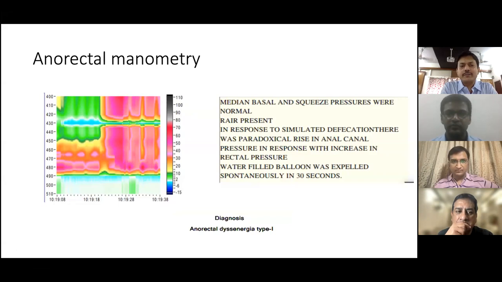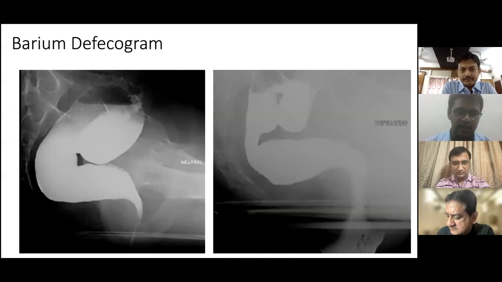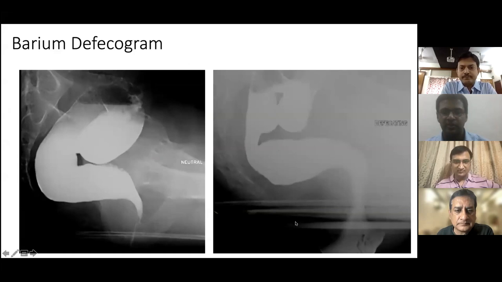Okay. So next, you wanted to have a defecogram, John, isn't it? So here's a defecogram now. This is in the neutral position. We can see that this is the anorectal angle. The perineum is well above the ischial tuberosities. And when he is defecating, we can see that the angle has not changed much or has actually decreased further. And at the level of the ischial tuberosities, the perineum also has not descended much. So this is suggestive of a dyssynergic defecation.